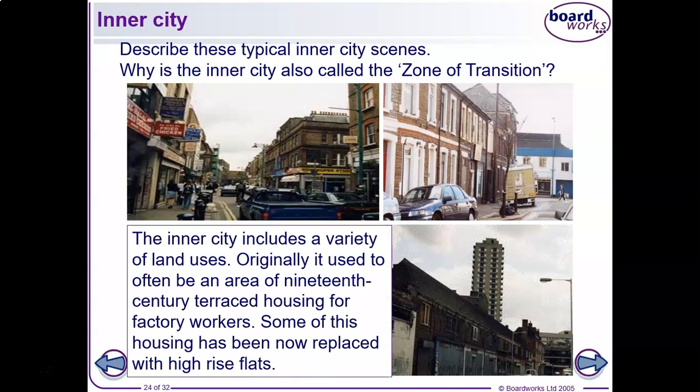So the inner city includes a variety of land uses. Originally it used to be used as an area of 19th century terrace housing for factory workers. Some of that has been replaced by flats and high rises. Okay, if you think of any city in Europe, you see these.